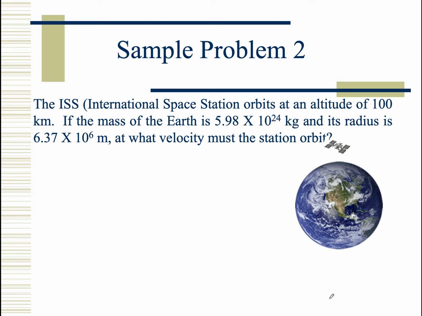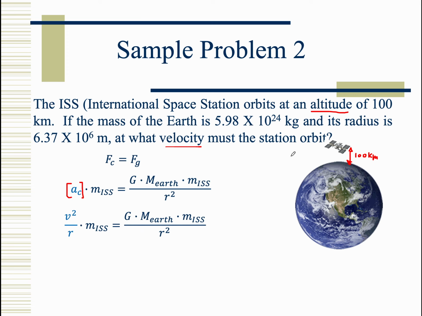Take a look at this one real quick. The International Space Station orbits at an altitude. What is altitude? Altitude is how far you are above the surface of an object. So in this case, this is 100 kilometers. So be careful on this one. When you see altitude, it's how far above the Earth's surface you're at. So doing the same sort of thing, but what equation do I want to use this time for centripetal acceleration? Well, I've got radius, and I'm looking for velocity. So yeah, you might have guessed already. I'm going to use the old v squared over r for centripetal acceleration.